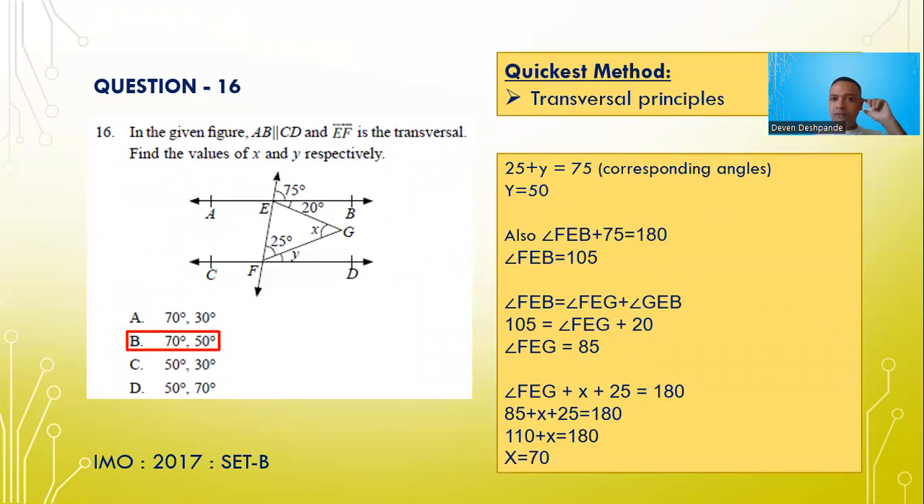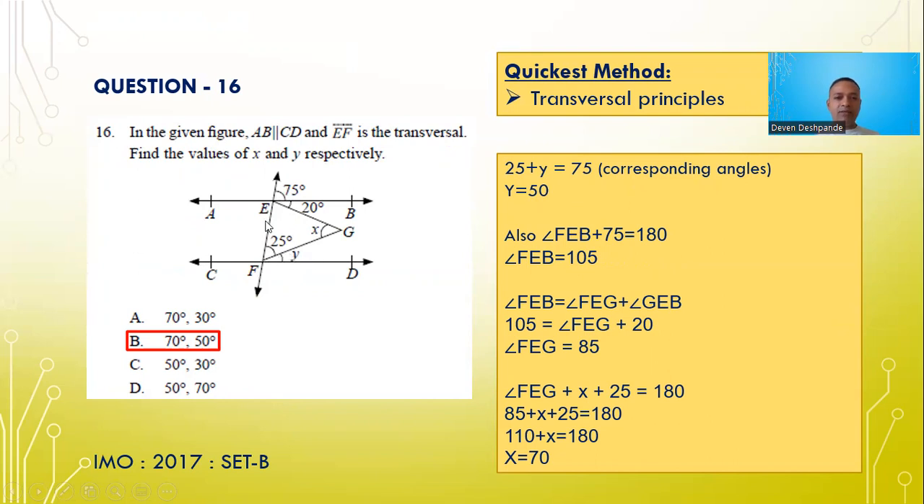Okay. In the given figure, AB is parallel to CD and EF is the transversal. Find the value of X and Y. Again, an easy question. So again, 25 plus Y will be 75, corresponding angles, isn't it? 25 plus Y will be 75, corresponding angles. So Y will be 50.